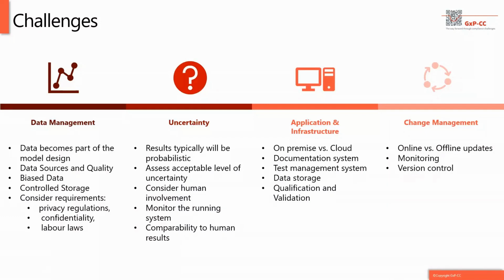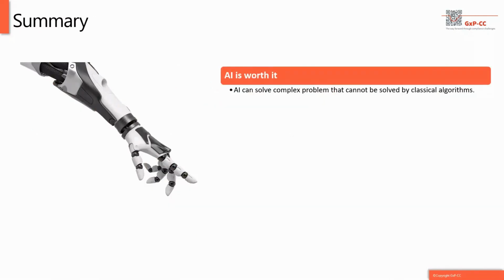So, coming to an end, a summary. We started with a few examples and saw AI is worth considering and is worth using. It gives significantly better results for complex problems, and those cannot be achieved with classical algorithms. So it makes sense to use AI, and there's no way around it.